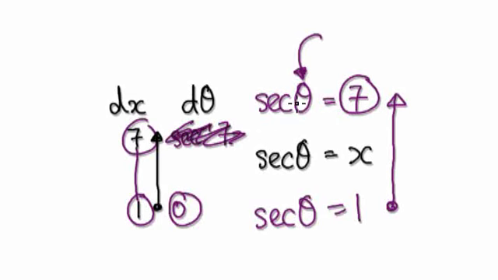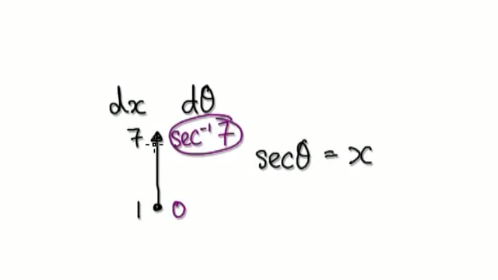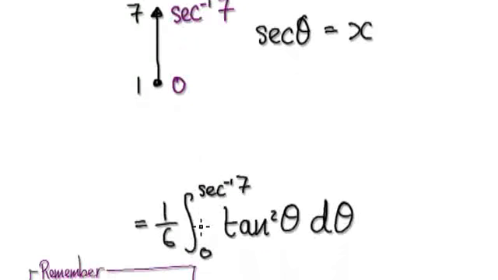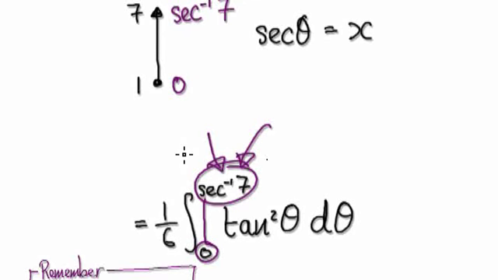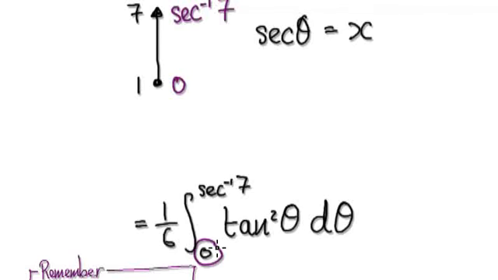Well, this interval here, so to make the adjustment here, it will then become this. Okay, so now we can integrate from 0 to whatever this value may be, inverse secant of 7. Okay, so we are integrating from here to here.